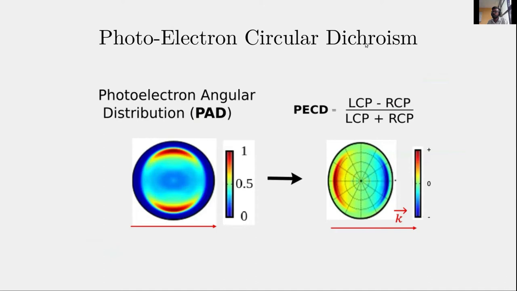So how do we measure photoelectron circular dichroism? We take the photoelectron angular distributions for a given polarization, or a given helicity of the light. Then we forward-backward anti-symmetrize it. Then we subtract it from the forward-backward anti-symmetric image of the other helicity and normalize it. This is how we get the photoelectron circular dichroism signal.